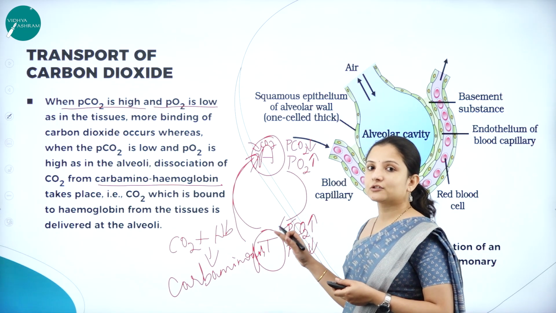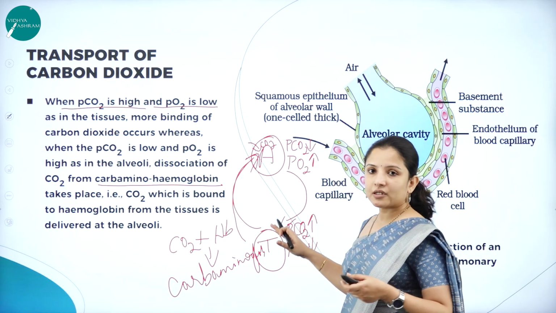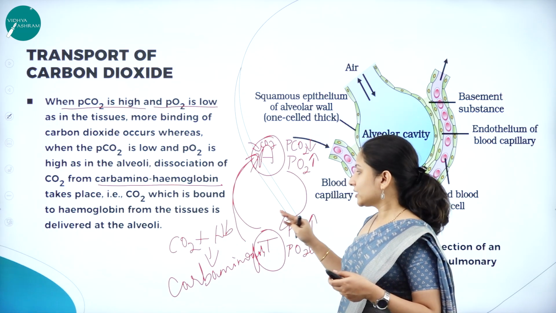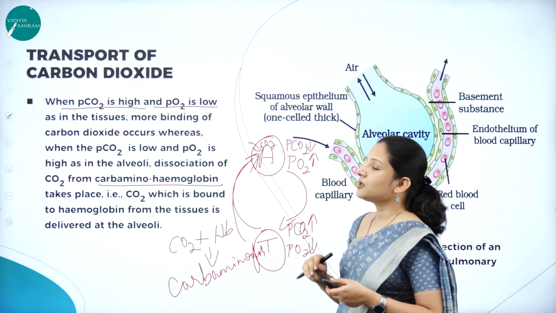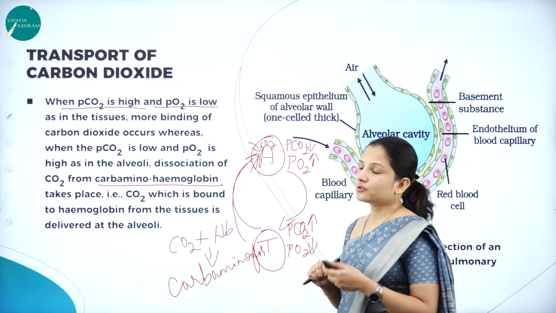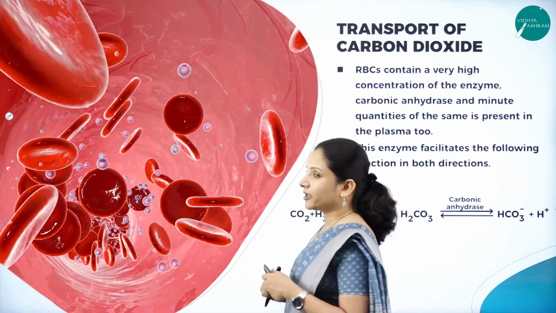This is how, based on the partial pressure of carbon dioxide and oxygen, the diffusion of the carbon dioxide from the tissues into the alveoli will take place. So this is about the transport of carbon dioxide.